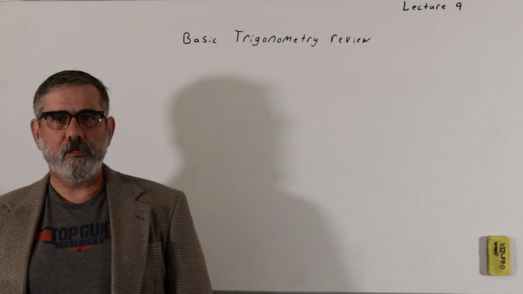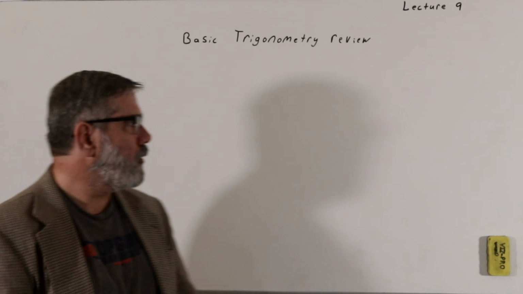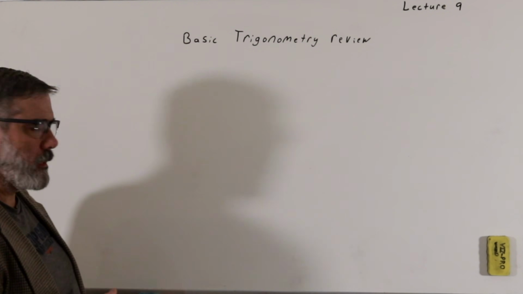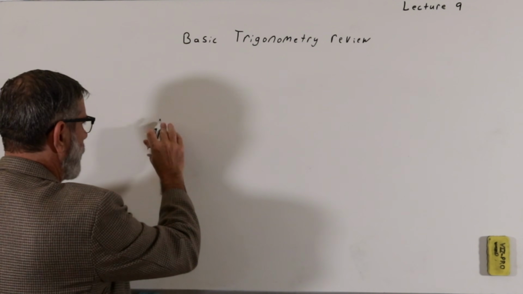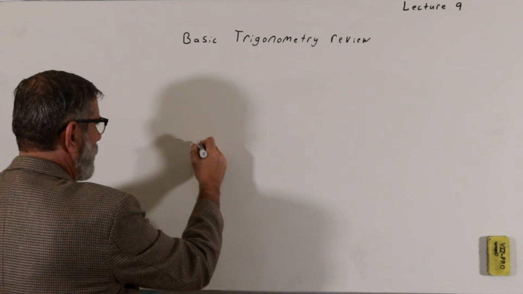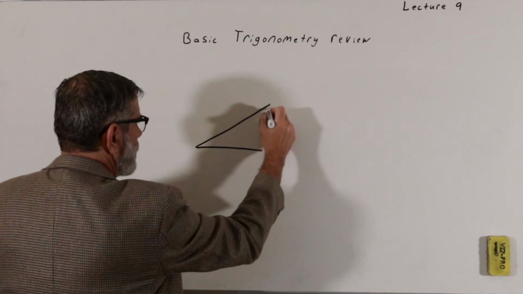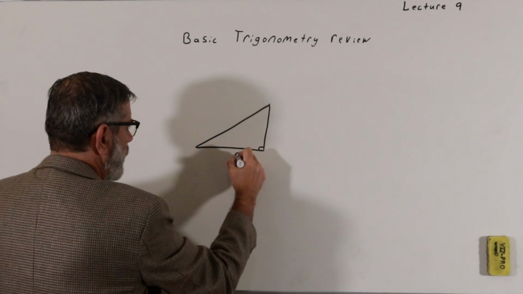Okay, welcome back. This is lecture number 9. This will be a basic trigonometry review. Now, we don't need a lot of trigonometry for the kind of physics problems we'll be solving in this course. But to start with, let's just remind ourselves about some of the special properties of right triangles.